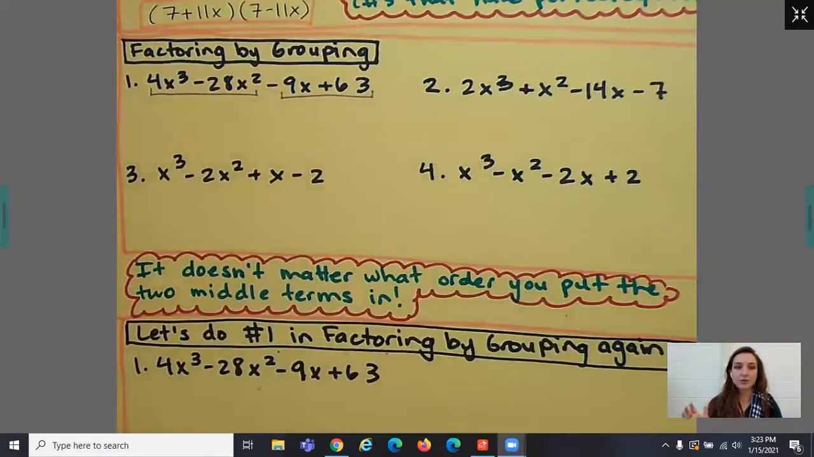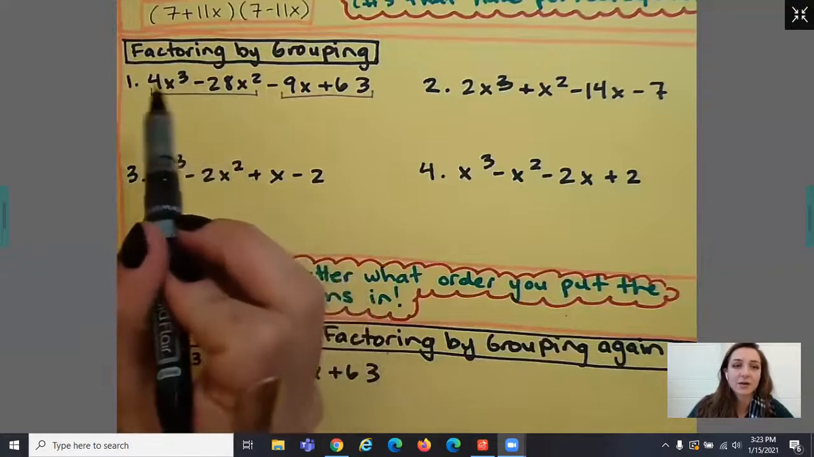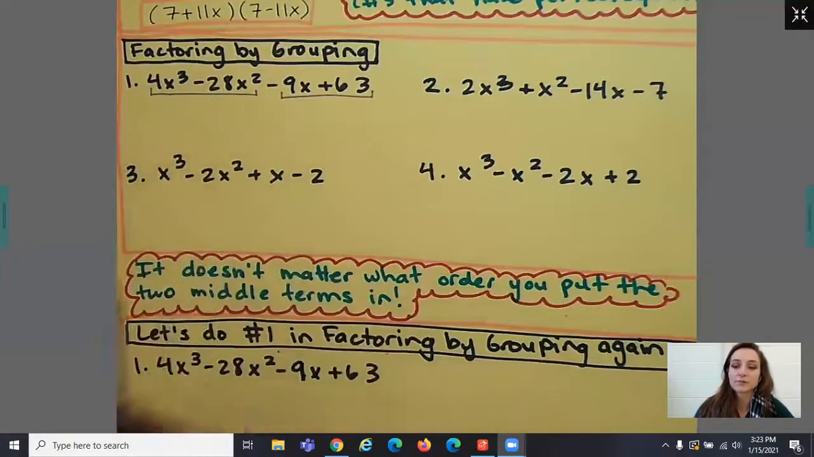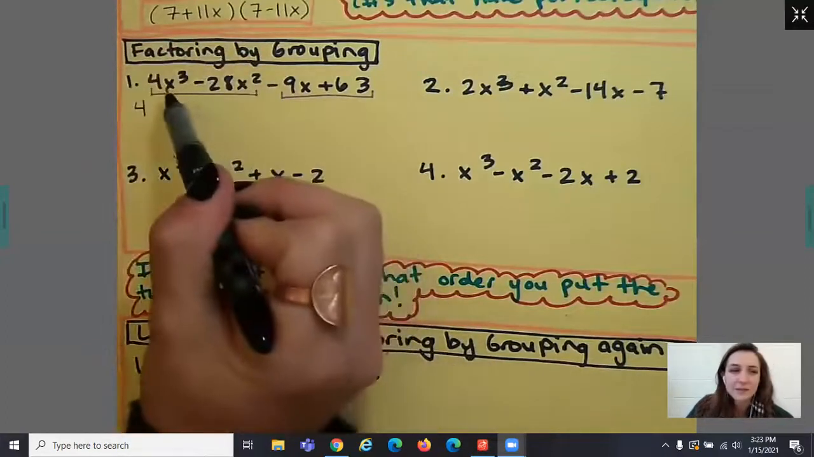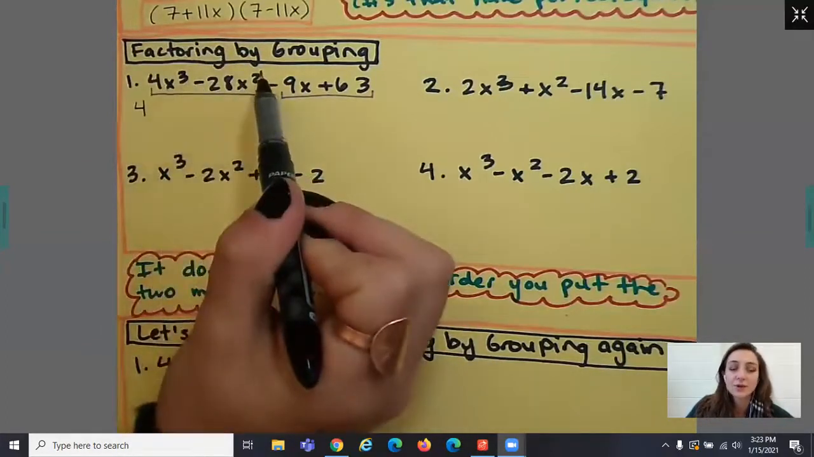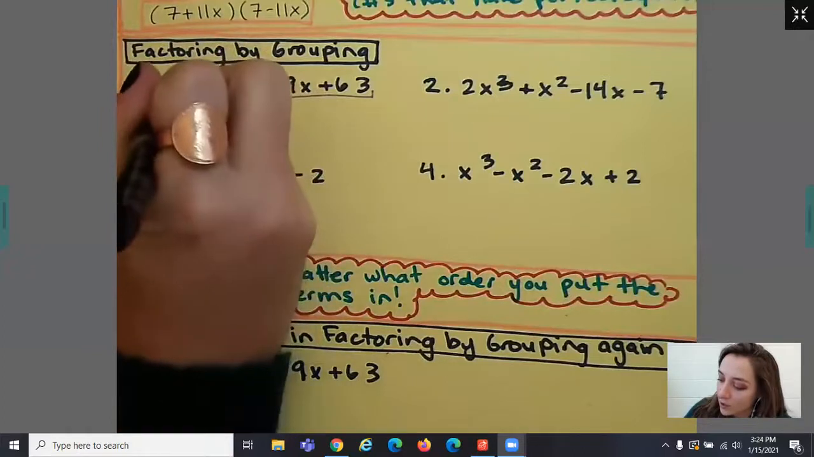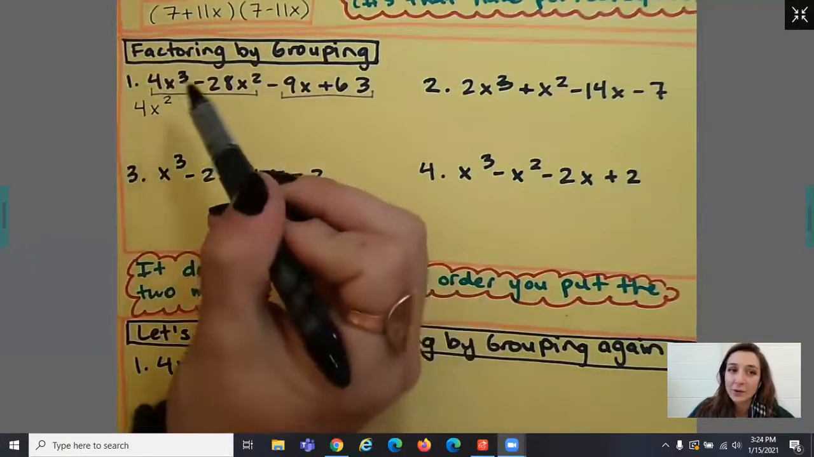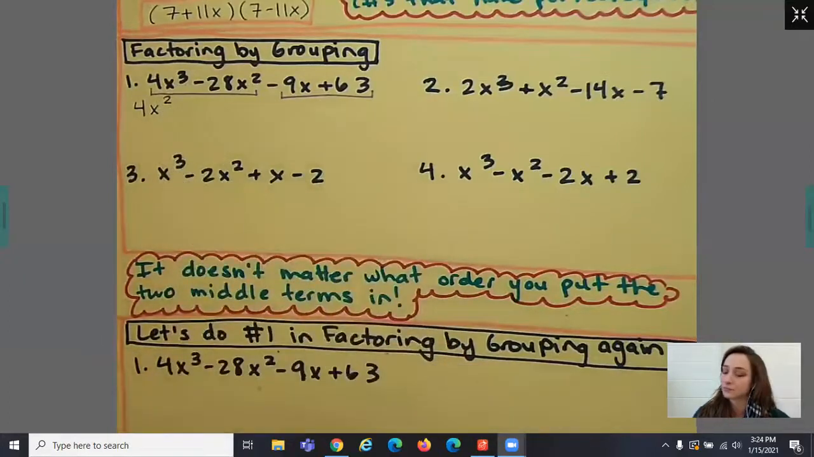So starting with the numbers in our first group, we have 4 and negative 28. 4 and negative 28 are both divisible by 4, so I'm going to go ahead and pull out a 4. And this one has 3 x's, this one has 2 x's. So I can pull out 2 x's because they have 2 x's in common. So I'm going to pull out 4x squared. I can't take away 3 x's because this one only has 2. So the maximum number of x's I can take out is 2.